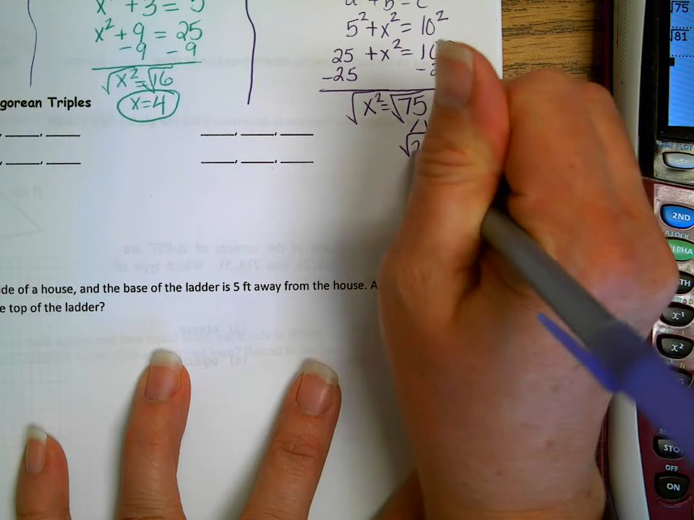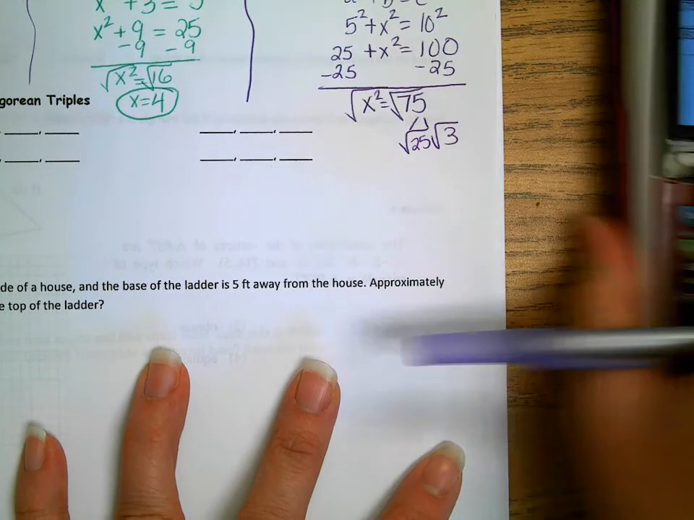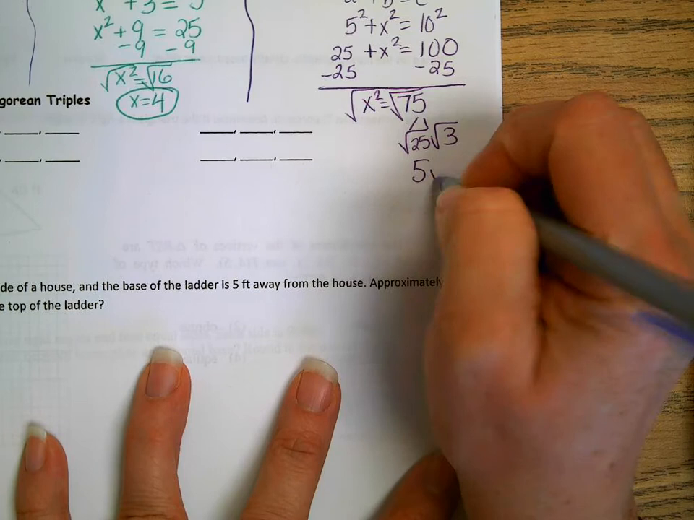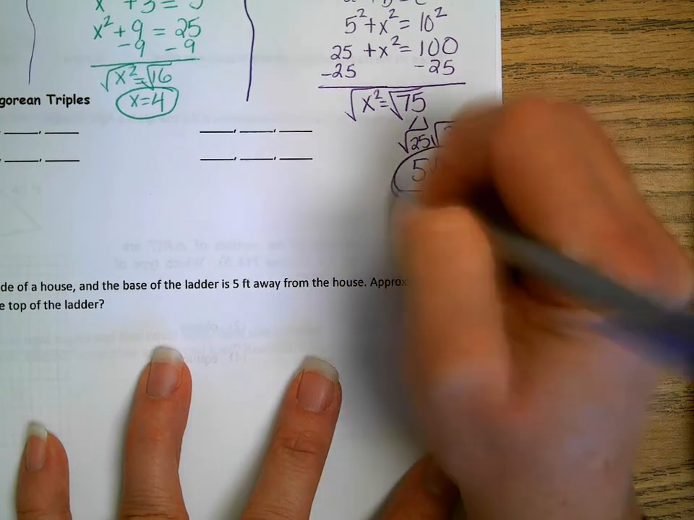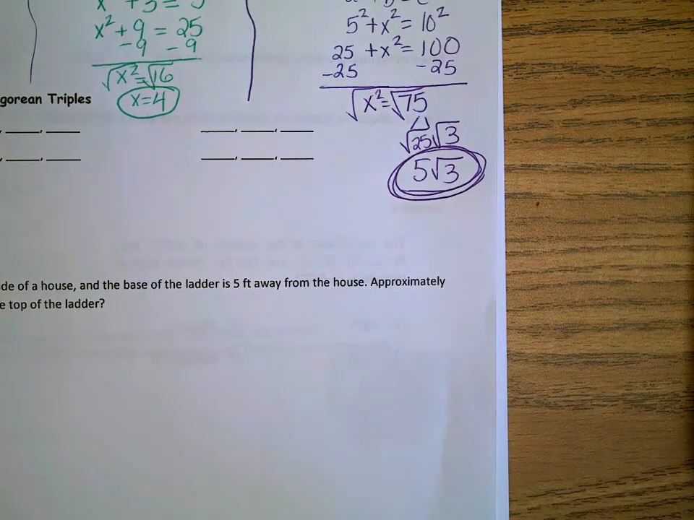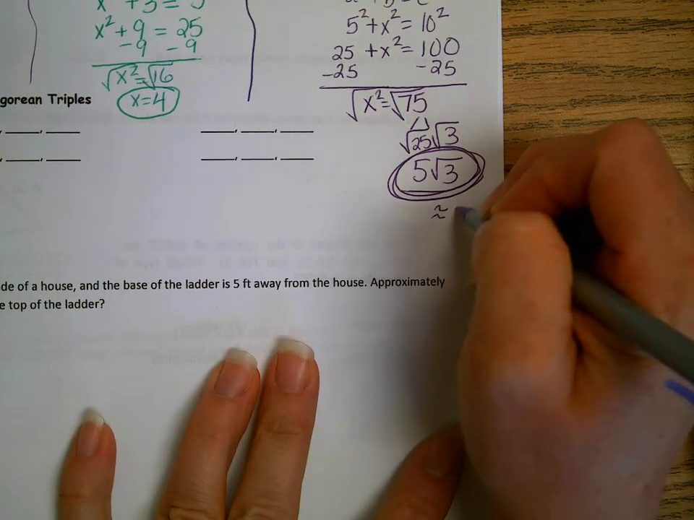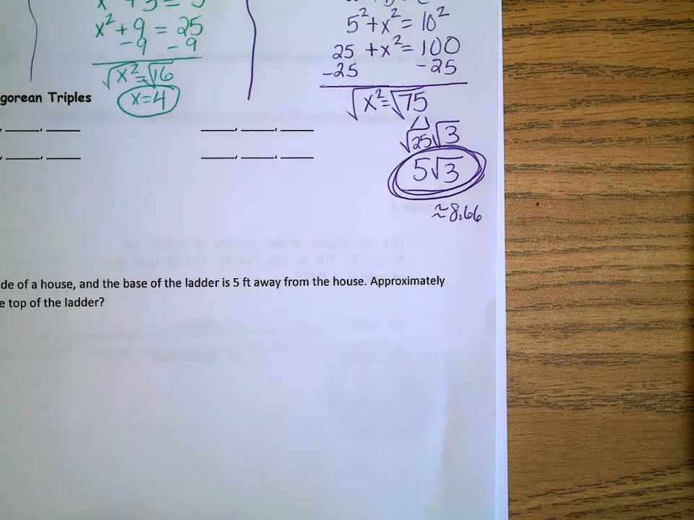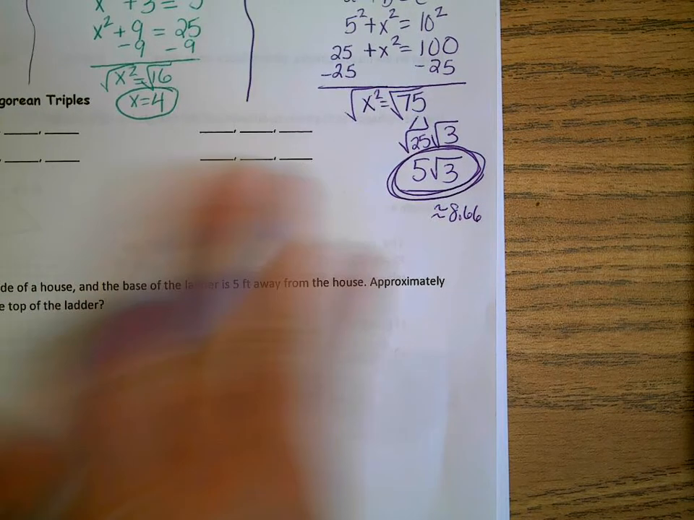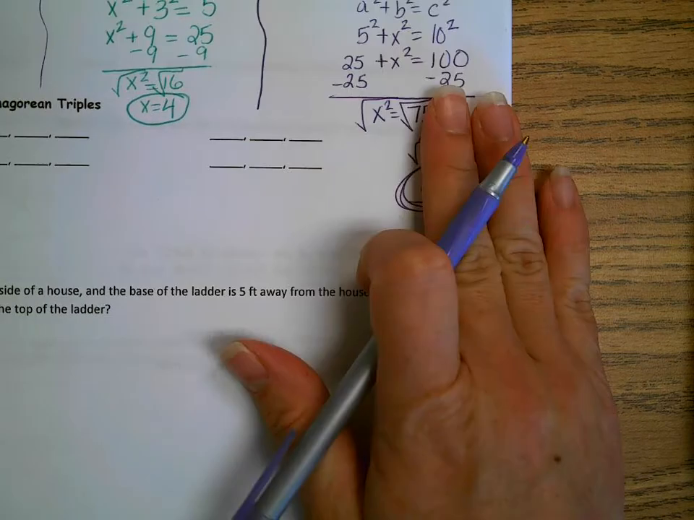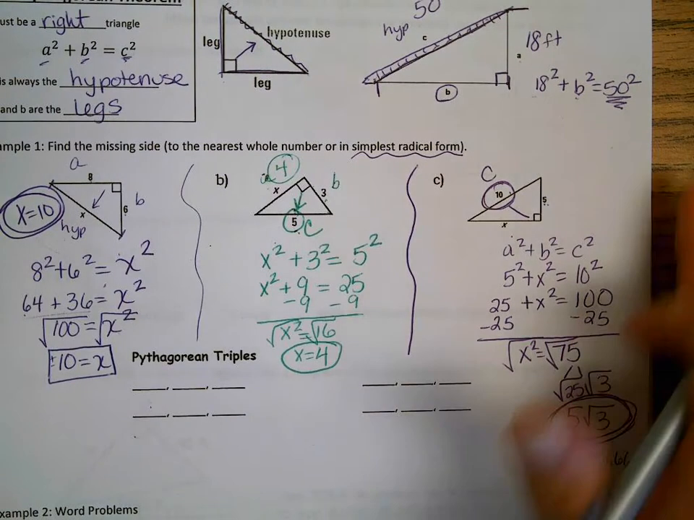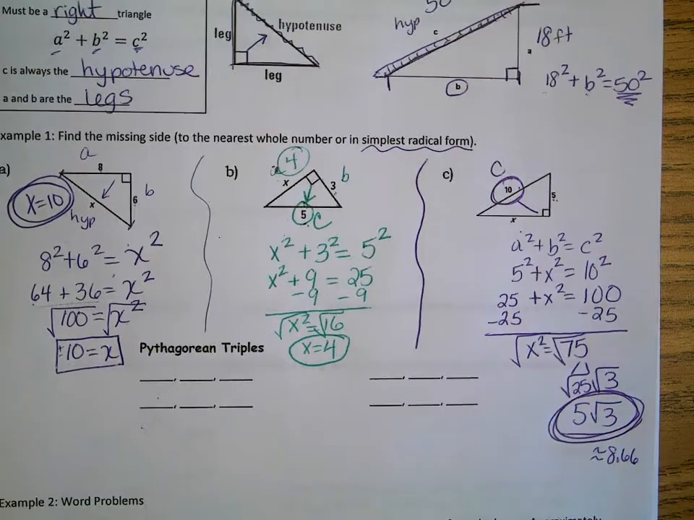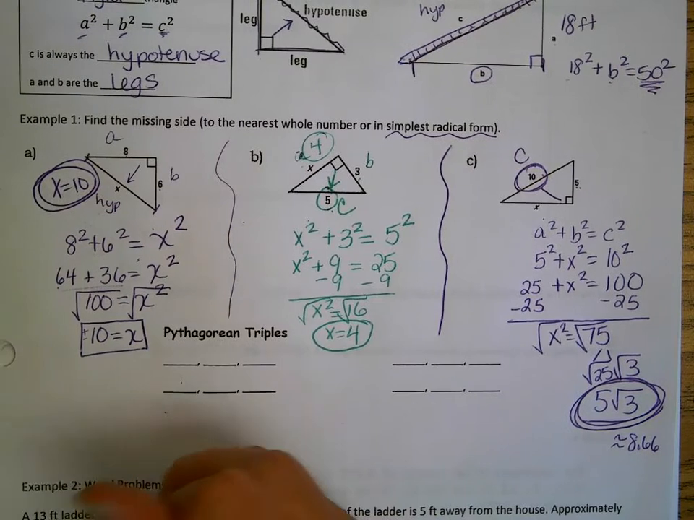So we know that 25 goes into 75 3 times. So 5 square root of 3 is going to be our final answer there. And again, that does approximate to 8.660 if we needed a decimal form. Okay, so that is how we set up our Pythagorean theorem. The next few examples are going to be some word problems. We're going to look down at here.